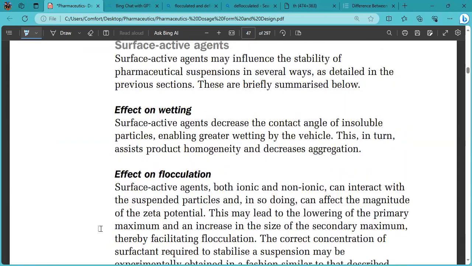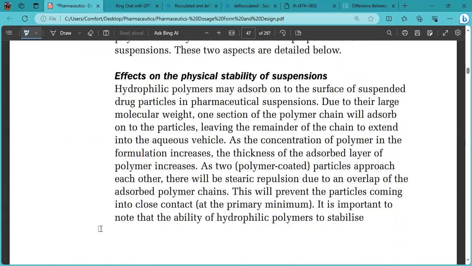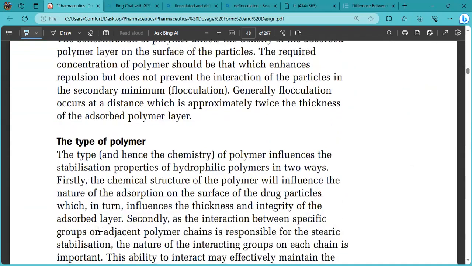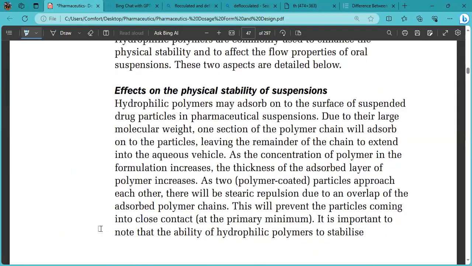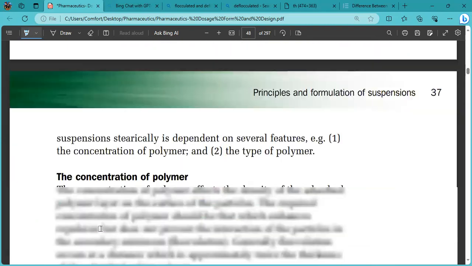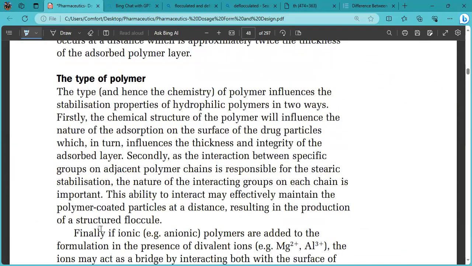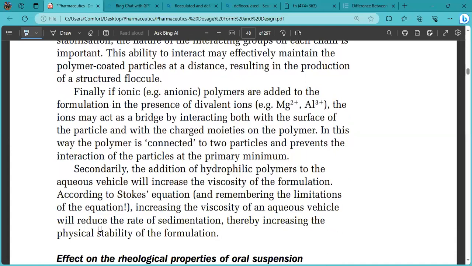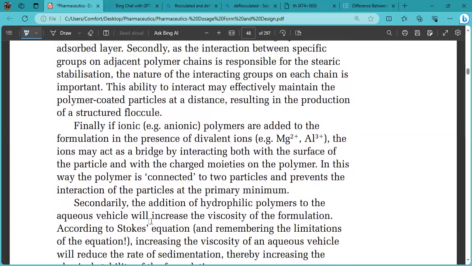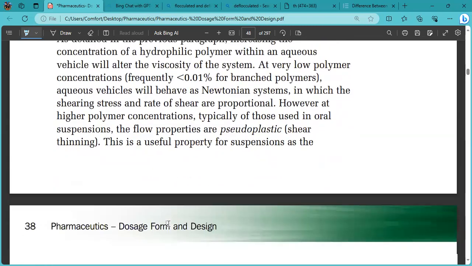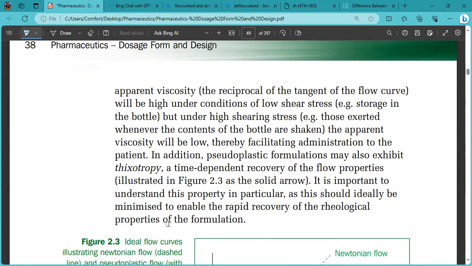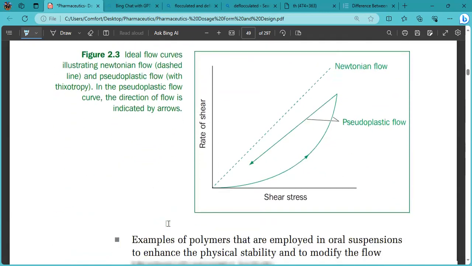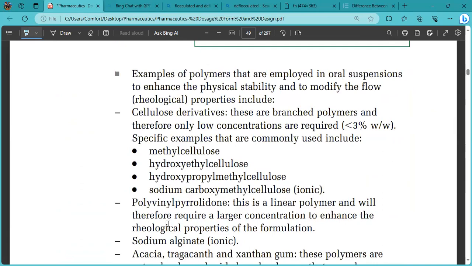And we've also studied surface active agents. We don't need to repeat that. Just about addition of polymers so that we prevent crystallization from taking place. There are different polymers that you can add, either ionic or non-ionic. Then rheological properties, that is the thickness, or the apparent viscosity, of whatever the dosage form.